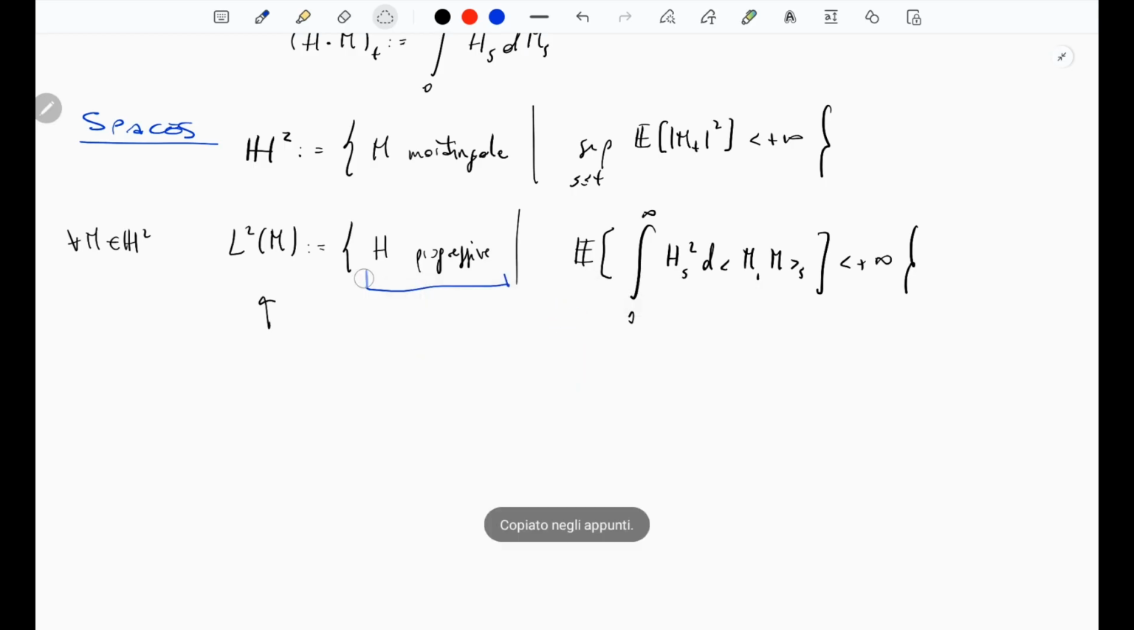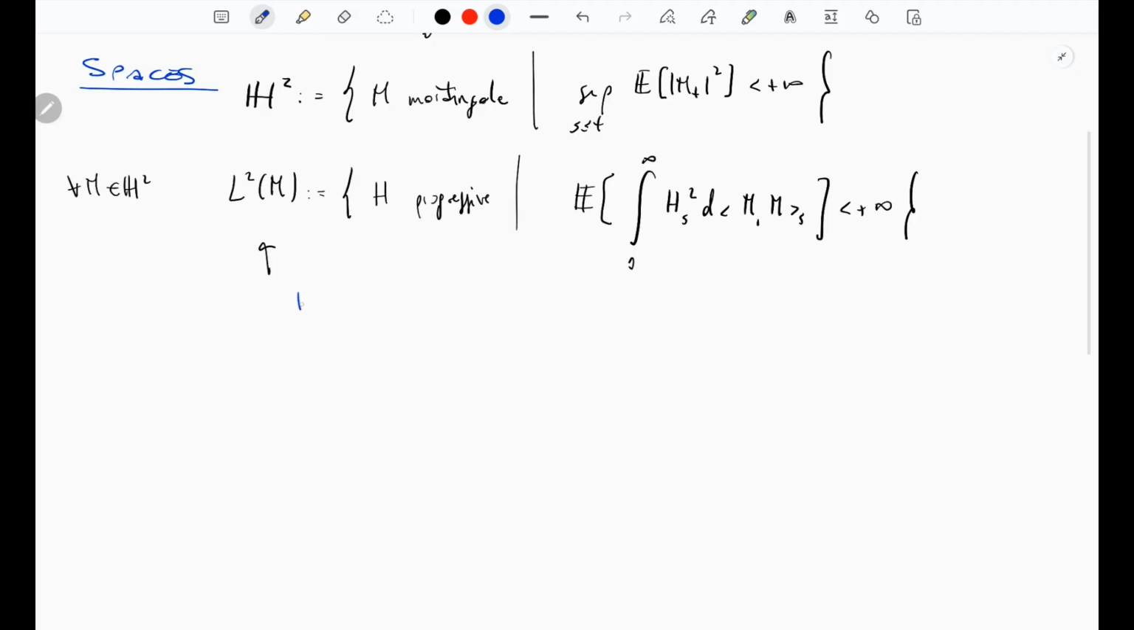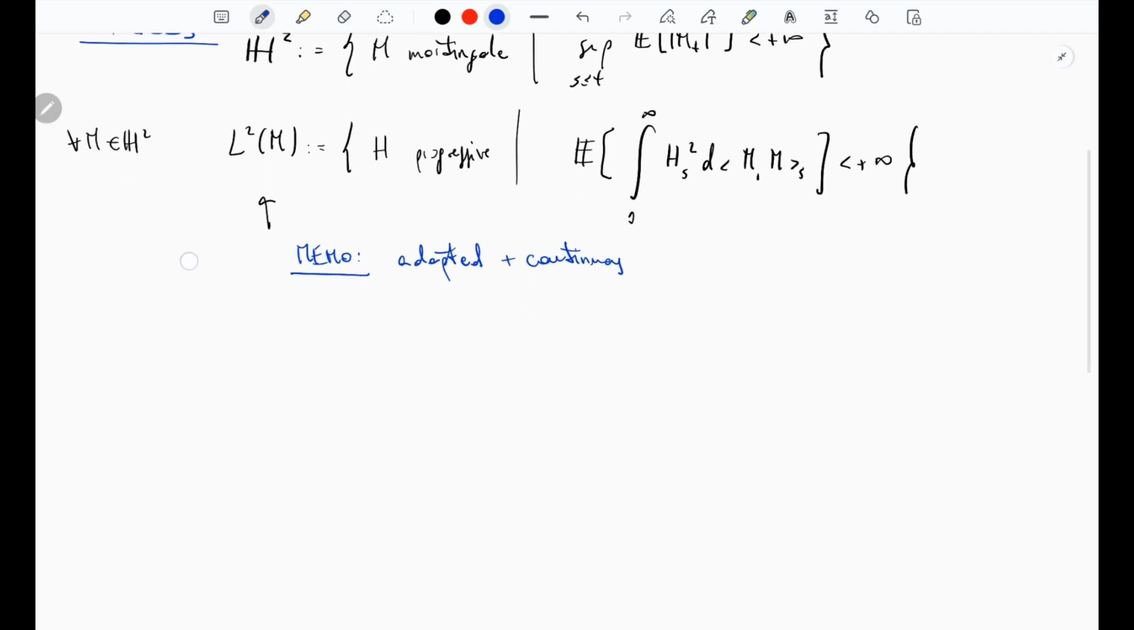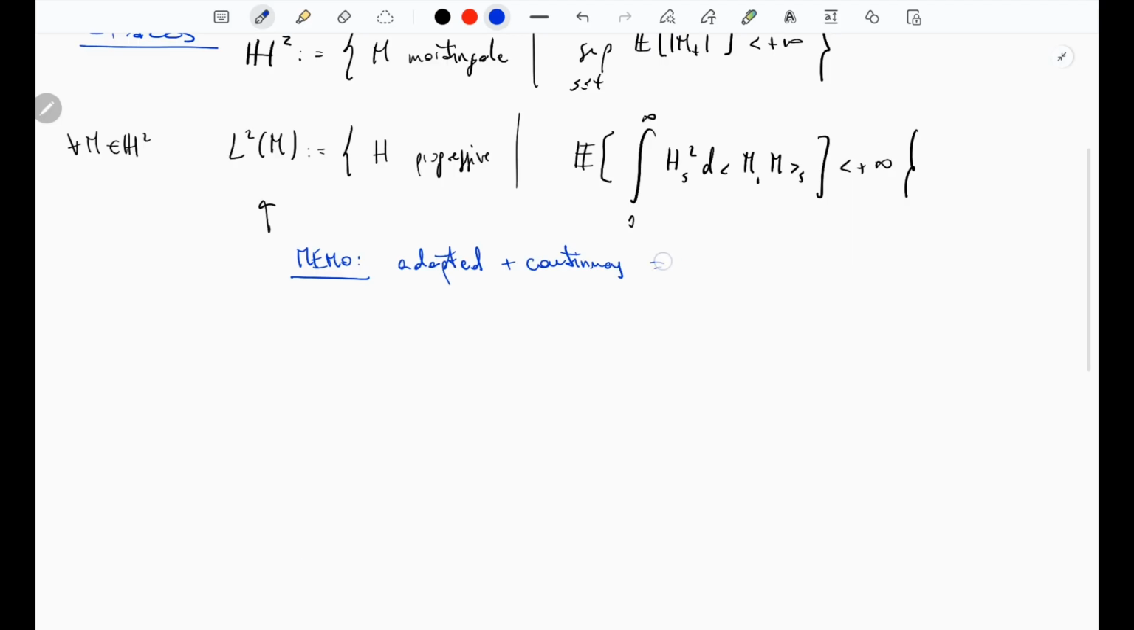One thing that is extremely useful is a remark, I'll type it as a memo. I like memos. If a process is adapted and continuous, by continuous I will always refer to its trajectories, then it's progressive. That is going to come in very handy throughout. It has come in very handy throughout my lectures, and I think it's extremely useful, so I'll leave it there.